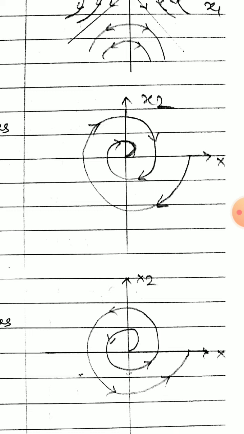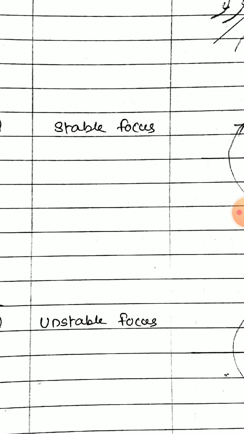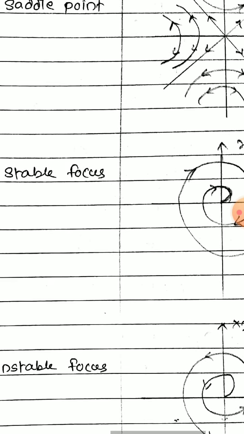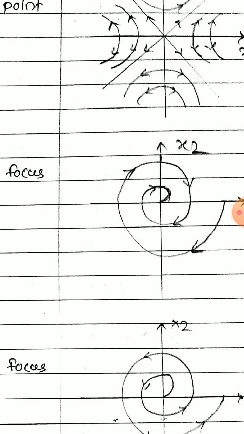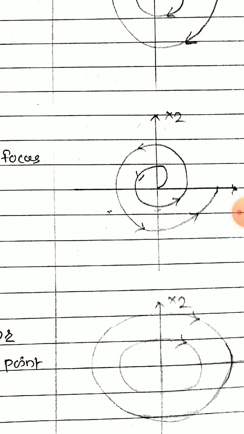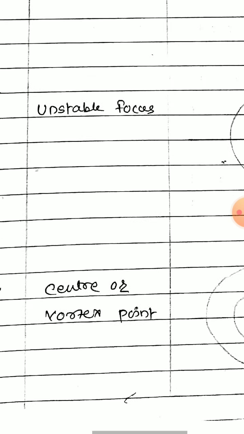So remember the difference between stable focus and unstable focus. If we see the phase portrait of the stable focus, it is converging towards the origin, and for the unstable focus the phase portrait is diverging, that is, it is moving away from the origin. So that is the difference.